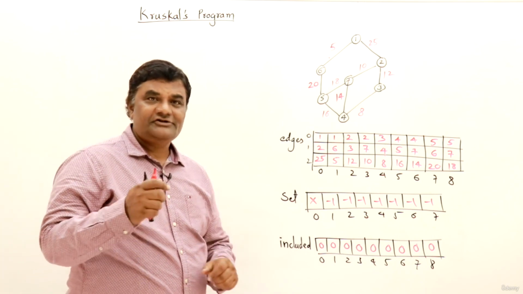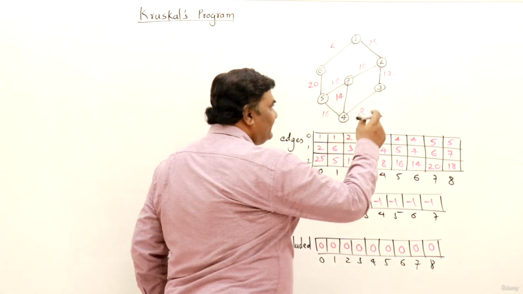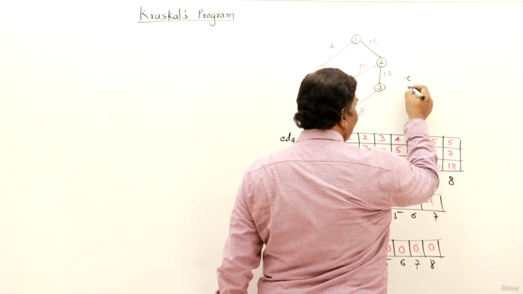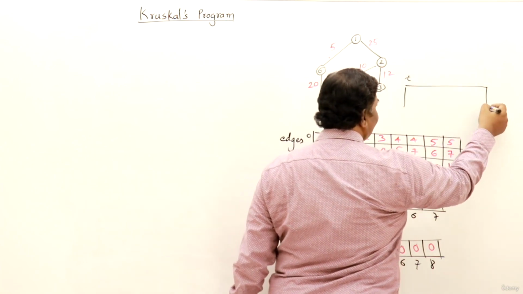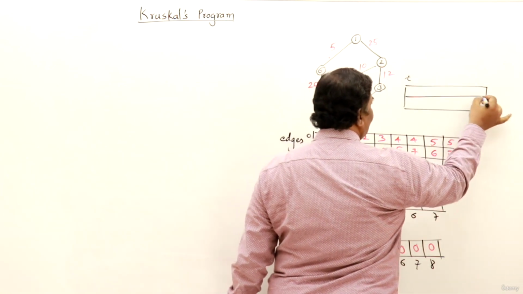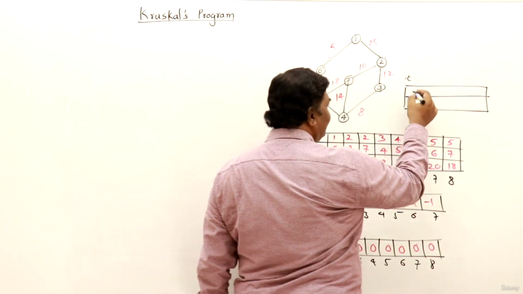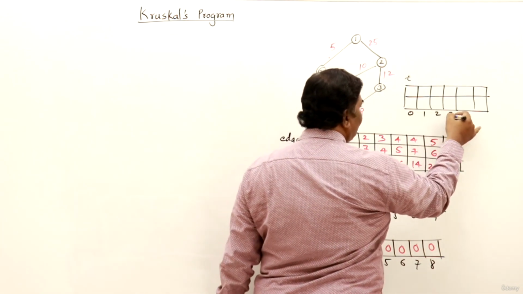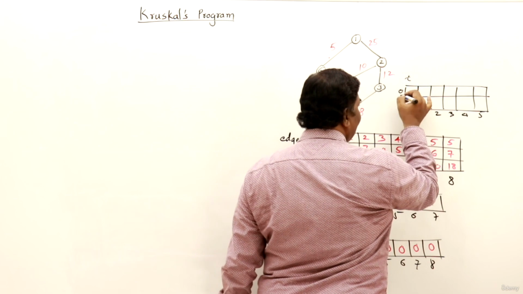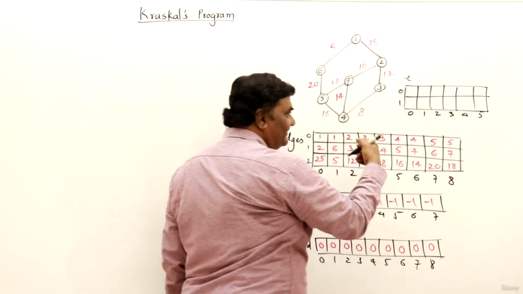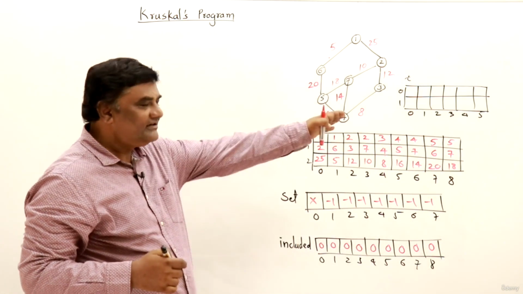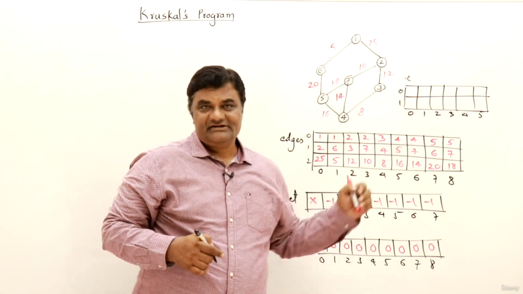Then for getting the solution also, I need a data structure. So I will take a data structure here, that is T, which we have already used in Prim's algorithm. How many edges will we be getting? 6 edges. So 0, 1, 2, 3, 4, 5, that is a total of 6 edges. I'll be storing the result in that data structure.